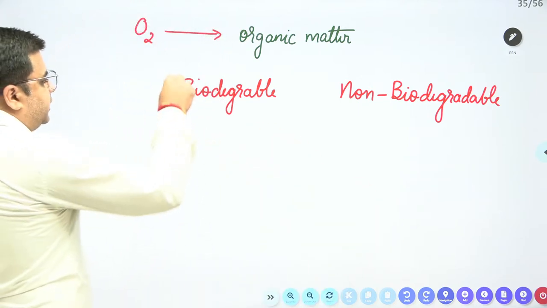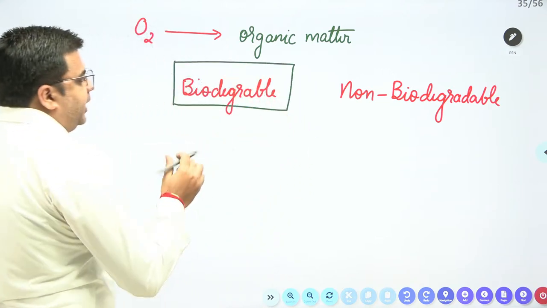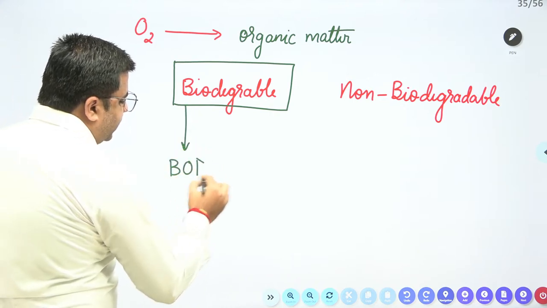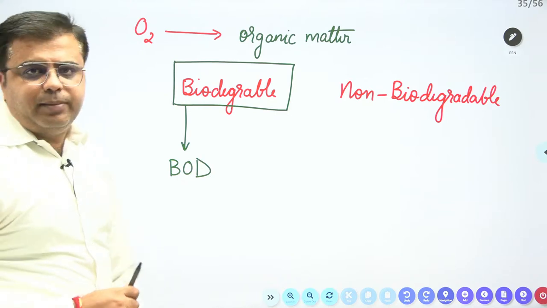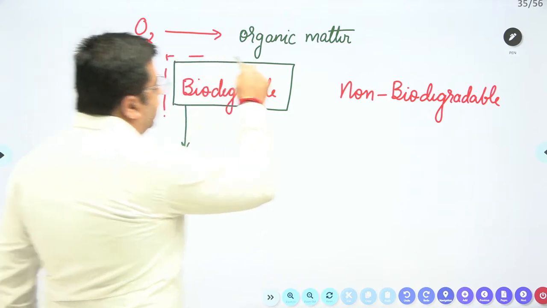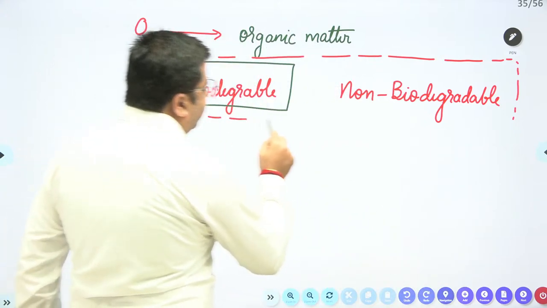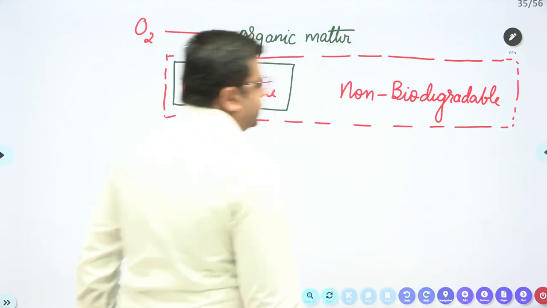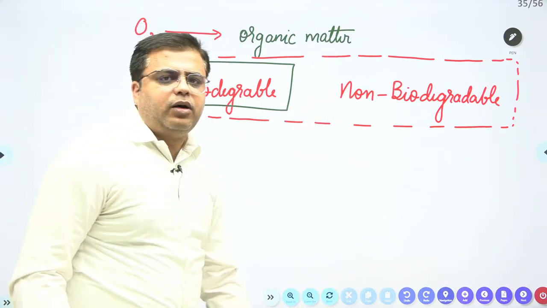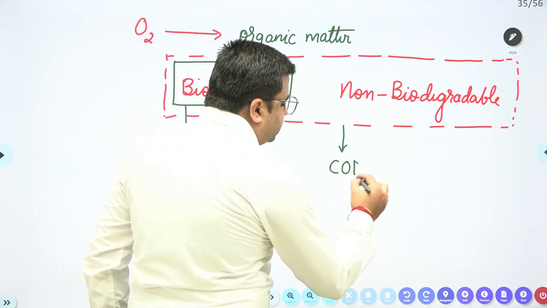The amount of oxygen required to decompose only biodegradable organic matter is known as BOD or biochemical oxygen demand. On the other hand, the total amount of oxygen required to decompose either biodegradable or non-biodegradable organic matter present in the medium is termed as COD or chemical oxygen demand, right?